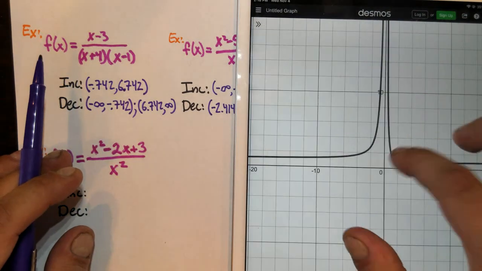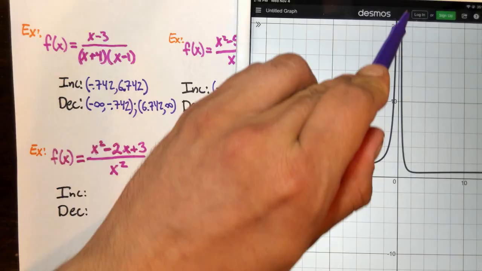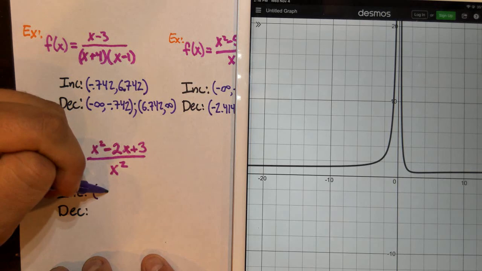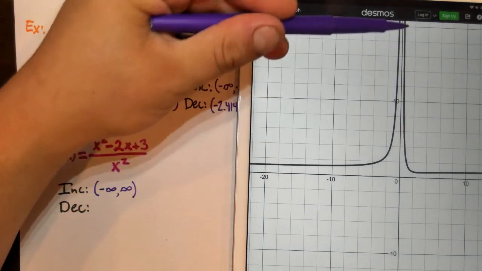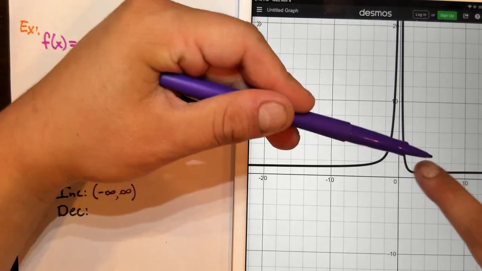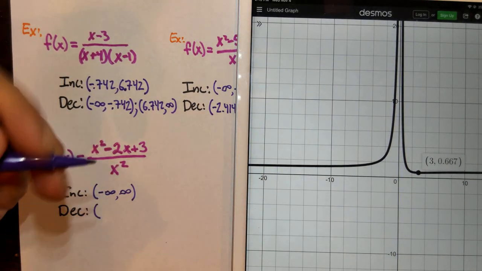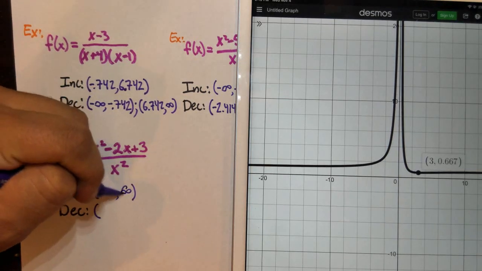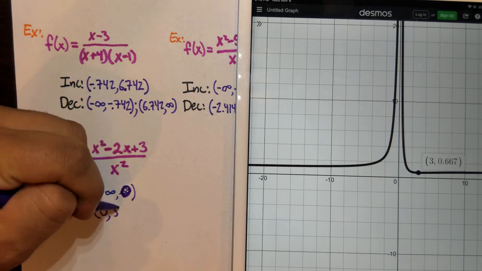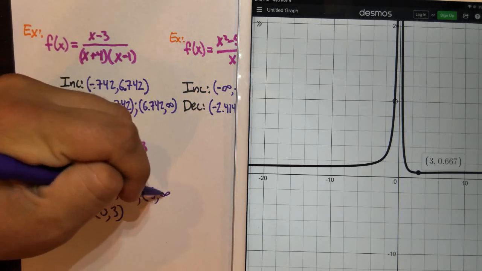So let's see, we don't have one on the left. So it looks like the left side is just always increasing, and it looks like it's increasing until we get to 0. So this is increasing from negative infinity to 0, because the axis is 0, right? And then it begins decreasing from 0 to that point, the 3. Oh, not positive infinity, to 0. Sorry about that. Hopefully you caught that. And then it decreases from 0 to 3. And then it increases again from 3 onward to infinity.